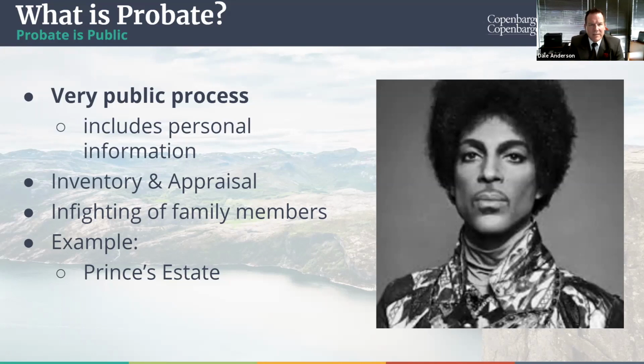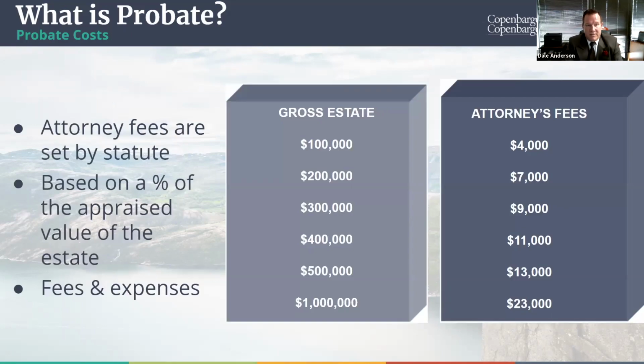But as part of the executor's duty of making all these filings, the costs of it. The costs are set by statute, all right? And it's basically 4% of the first $100,000 of the estate.